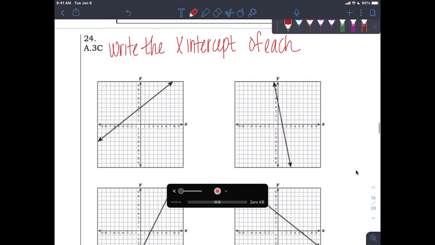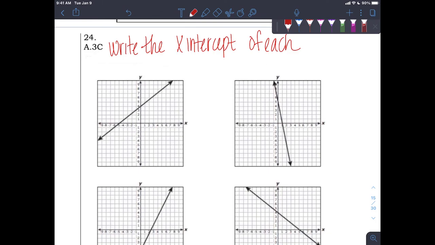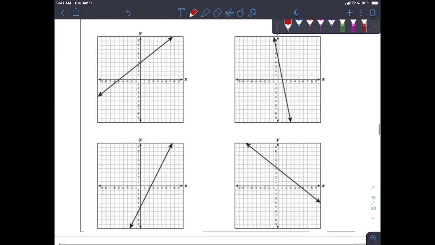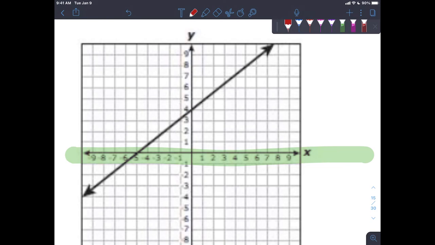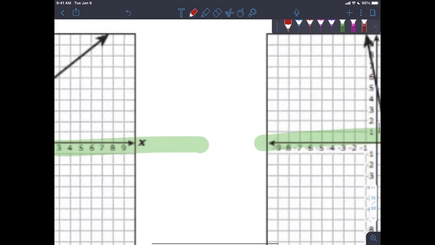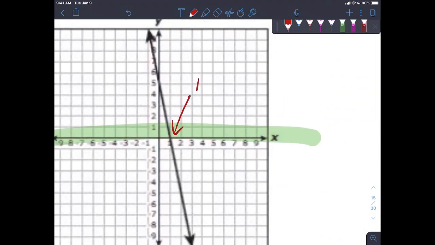All right, let's go ahead and take a look at the next one. Write the x-intercept of each line. So how do we do this? Well, what we need to do is figure out where in the world it touches each one of these. So let's zoom in. This is not something you could do on the calculator. I see that it's touching at x equals -5. If they asked as an ordered pair, it would look like that. Next one. I see it's touching at x equals 1. If they asked as an ordered pair, it would look like that.